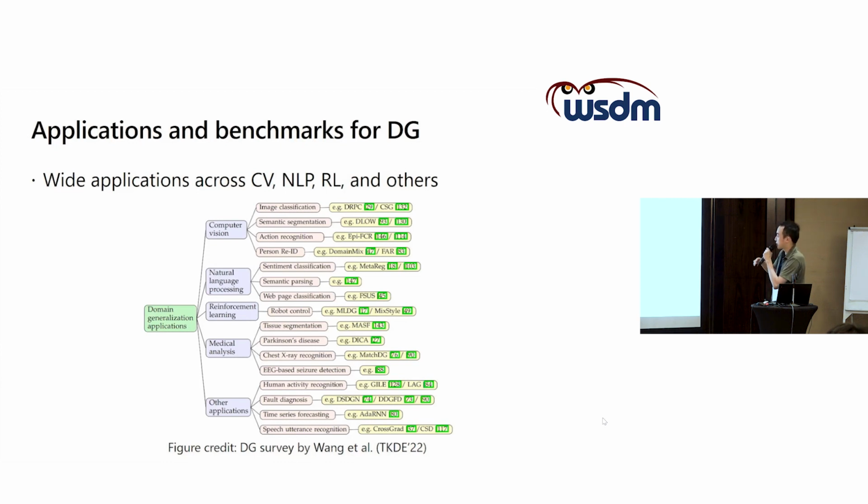So here is the figure, which just summarizes some typical applications of how domain generalization can be applied in different kinds of fields. The figure comes from the survey paper of my colleague, Dr. Jin Nongwen. So if you're interested, you may want to take a look at the paper to see whether there are some applications that meet your interest.